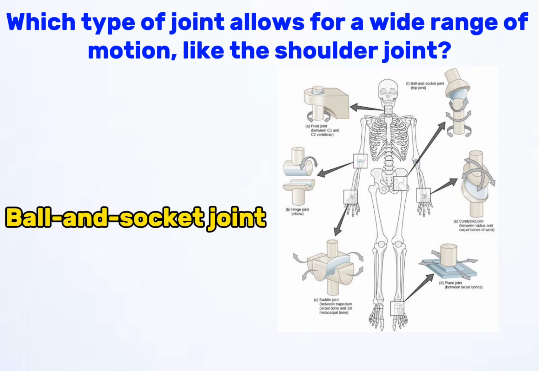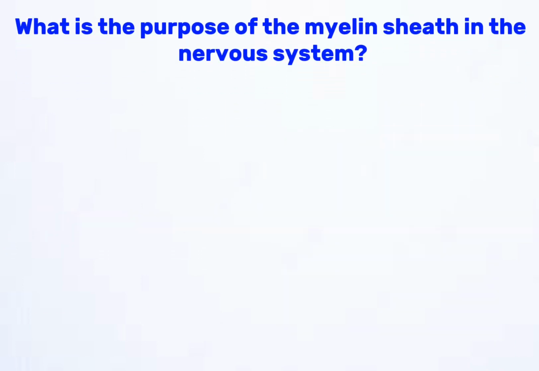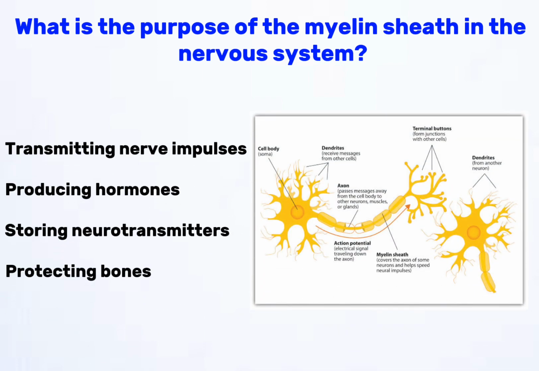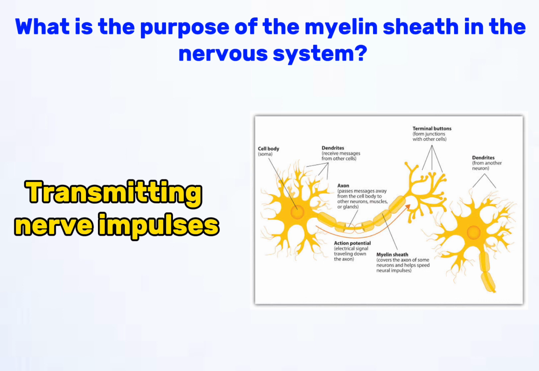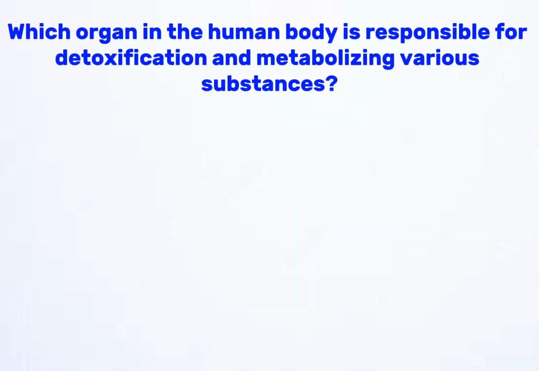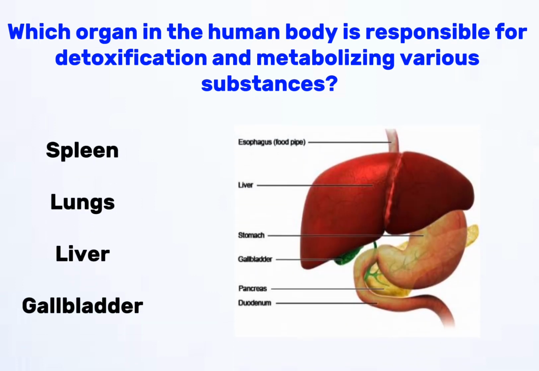Ball and socket joint. What is the purpose of the myelin sheath in the nervous system? Transmitting nerve impulses, producing hormones, storing neurotransmitters, protecting bones. Transmitting nerve impulses. Which organ in the human body is responsible for detoxification and metabolizing various substances? Spleen, lungs, liver, gallbladder.